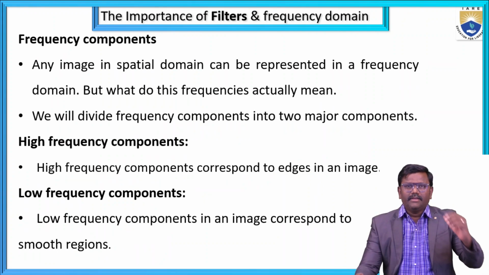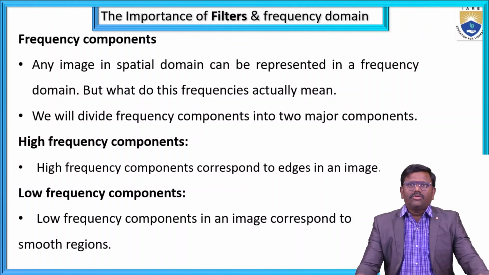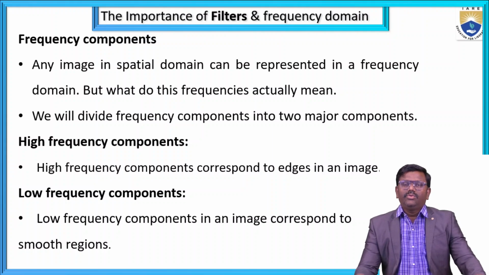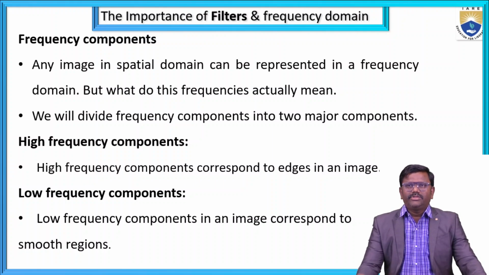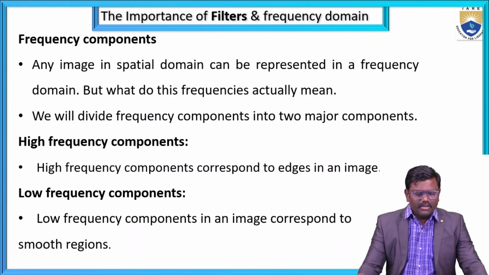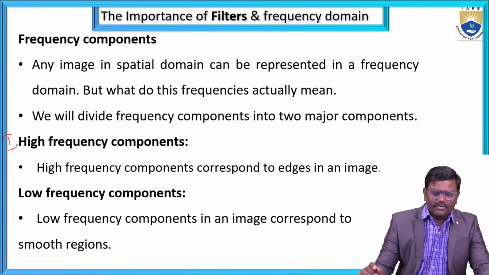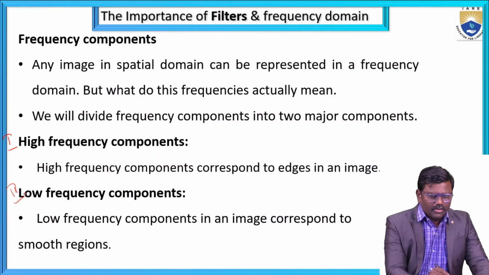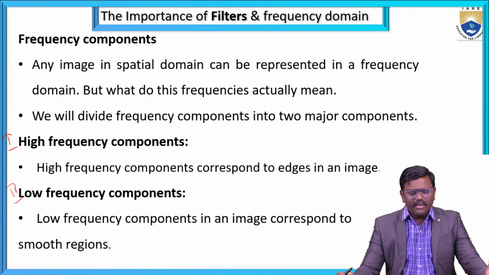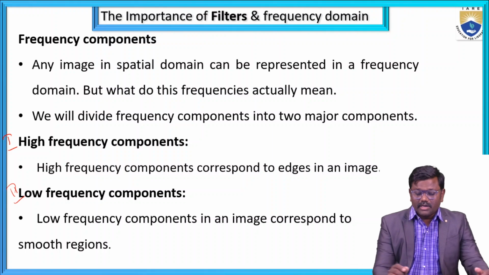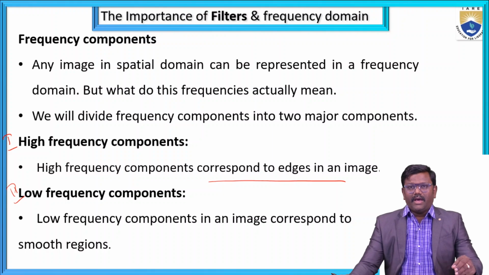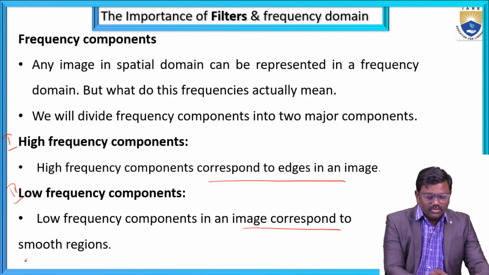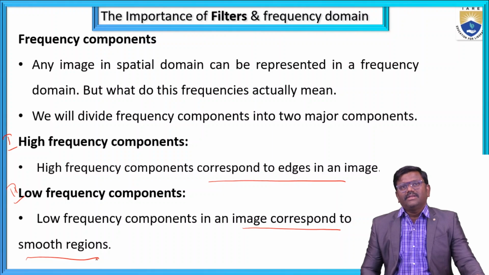These filters vary the frequency components only. Any image in the spatial domain can be represented in the frequency domain, but what do these frequencies actually mean? We will divide frequency components into two major components. Number one is the high frequency component. Number two is the low frequency component. The high frequency components correspond to the edges in an image. Low frequency components correspond to the smooth regions. That is the major difference.